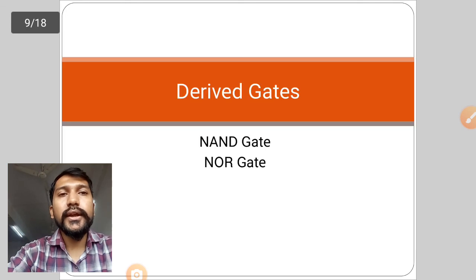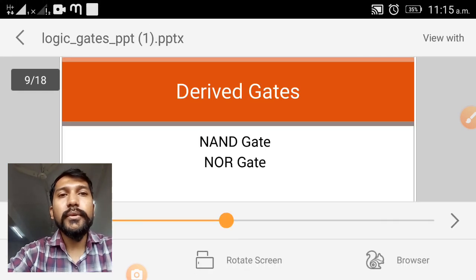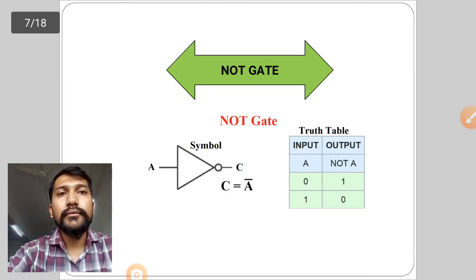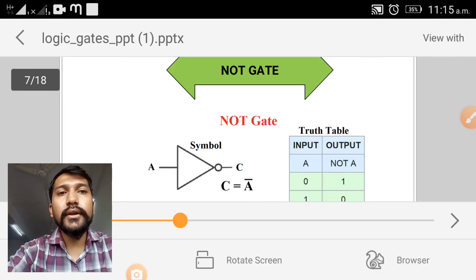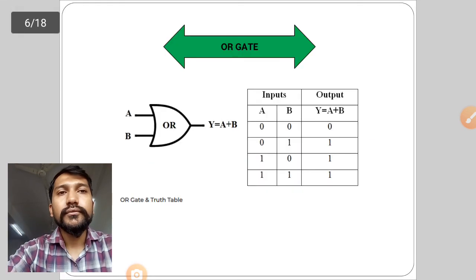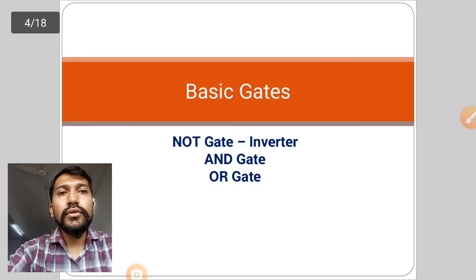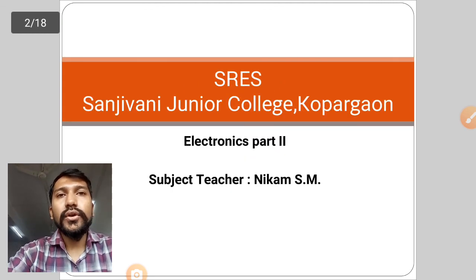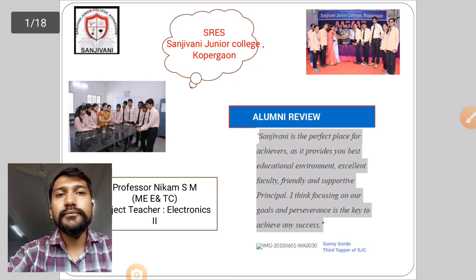These are all derived gates. Next I will have AND gate, symbol, truth table. NOT gate, symbol, truth table. And last one, OR gate, symbol and truth table. So these are the different important topics related to your logic gates. So logic gates, basic gates, derived gates. This is the basic thing which we will be requiring in the chapter.